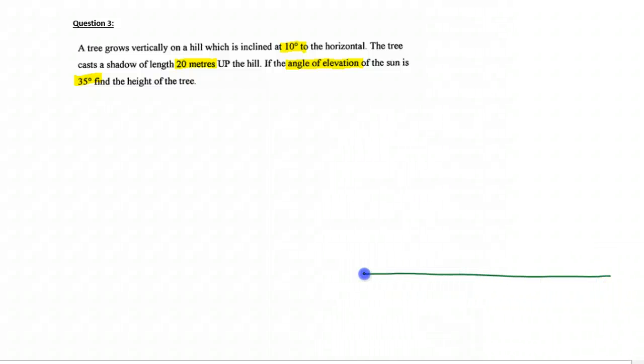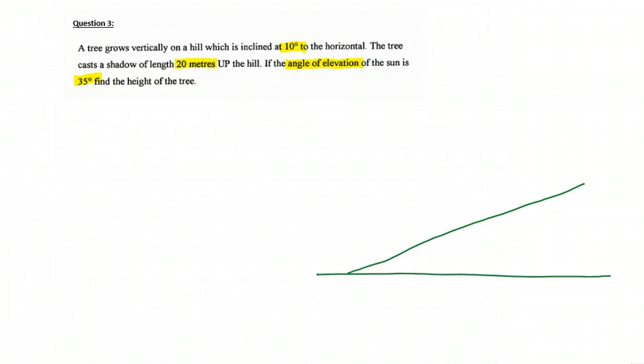So there's my ground. There's the hill. Okay, actually, let's draw that hill again because that looks more than 10 degrees. That looks a little better. Okay, and it says the tree grows vertically on the hill.